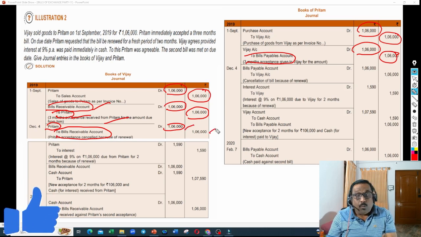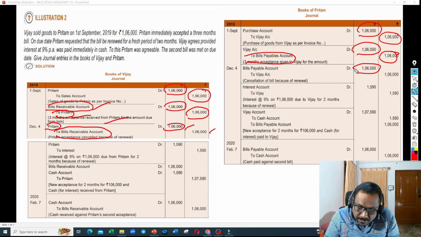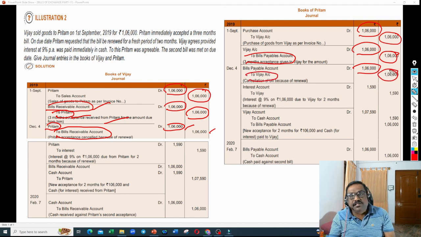Simple entry. What will Pritham write? Bills payable account debit. He is not in a position to pay that amount, but he is receiving the bill, but he is not in a position to pay. Bills payable account debit 1,06,000 and he has to pay this amount to Vijay. So Vijay will become a creditor in his books. So to Vijay account 1,06,000. This is the entry to be written. What is this entry? This entry is nothing but a dishonor entry. That means the initial bill we have drawn for 1,06,000 has been dishonored. Now we have to extend this bill for another 2 months.